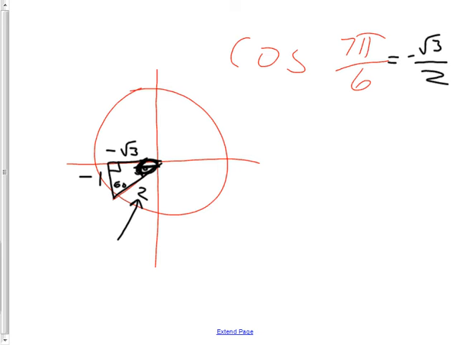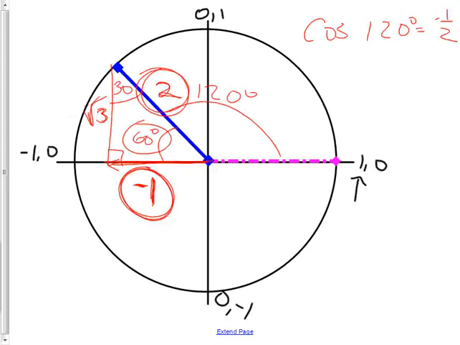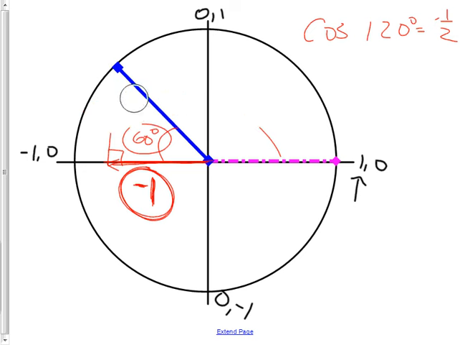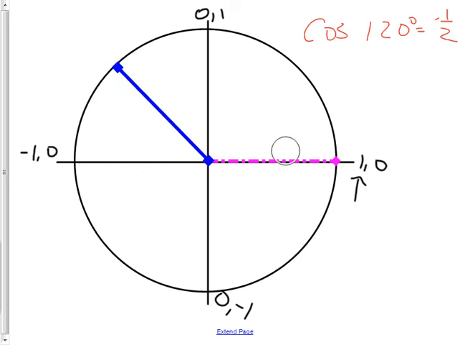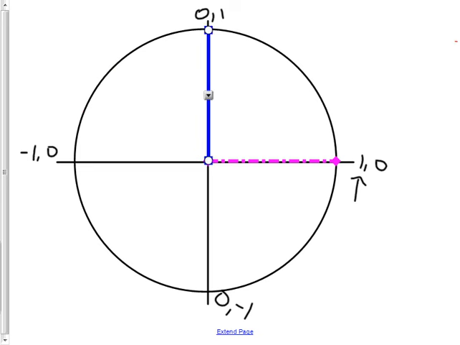Now let's move on to the quadrantals. Quadrantals are where you are at one of these points right here, where it's one of those 0, 1, 1, 0, that kind of thing. So your angle has opened up to, like, let's say there. And let's say I asked you the sine of 90.